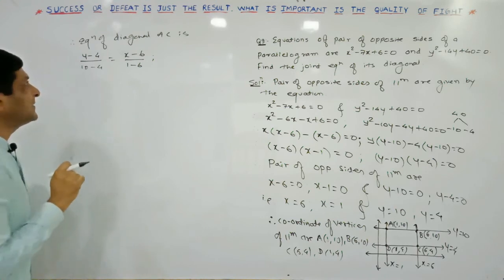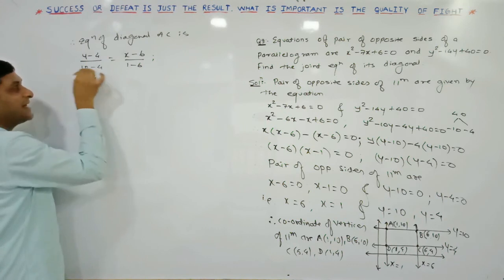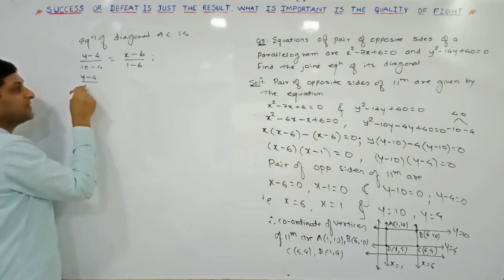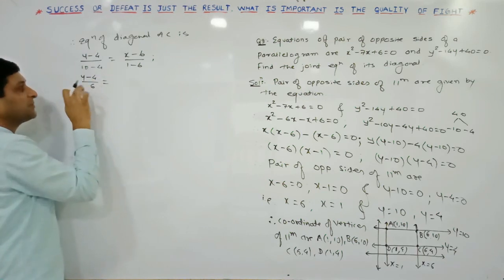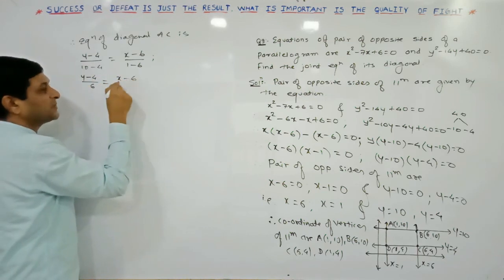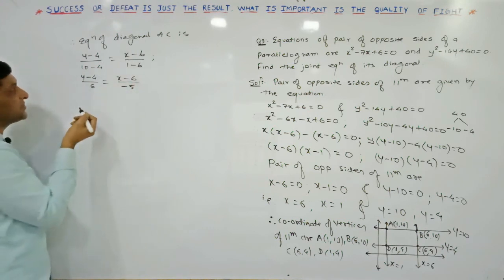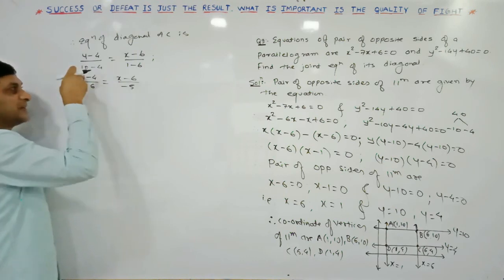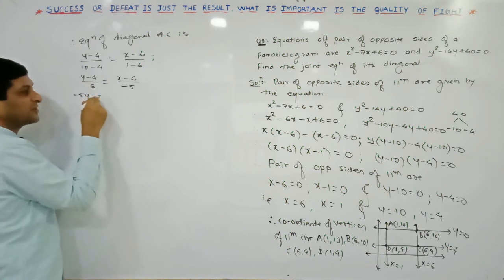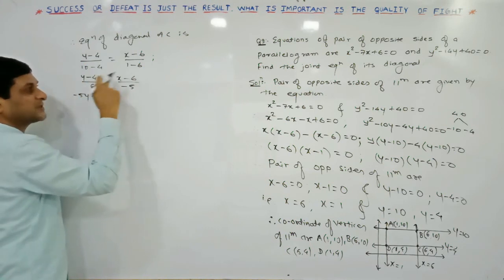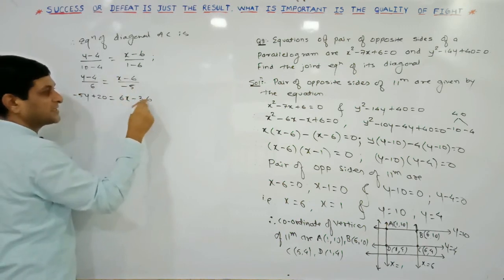Let us simplify it. Here we will get (y - 4)/(10 - 4) = (x - 6)/(1 - 6). 10 - 4 will be equal to 6, x - 6 we keep as it is, and 1 - 6 will be equal to -5. Let us simplify this equation. Multiplying by -5 on this side, we get -5y, and -5 into -4 is +20, equal to 6x. And 6 into -6 will be equal to -36.